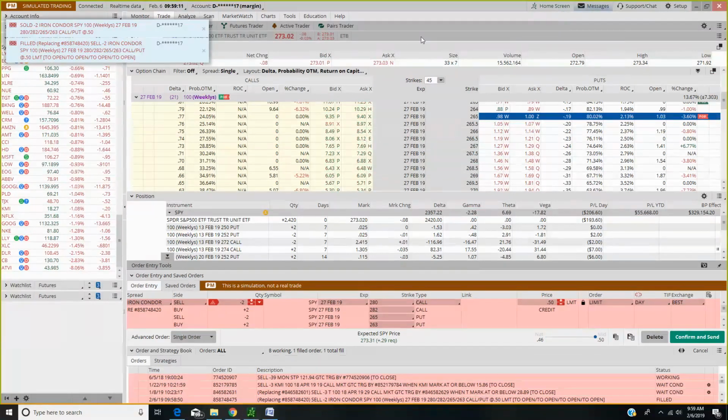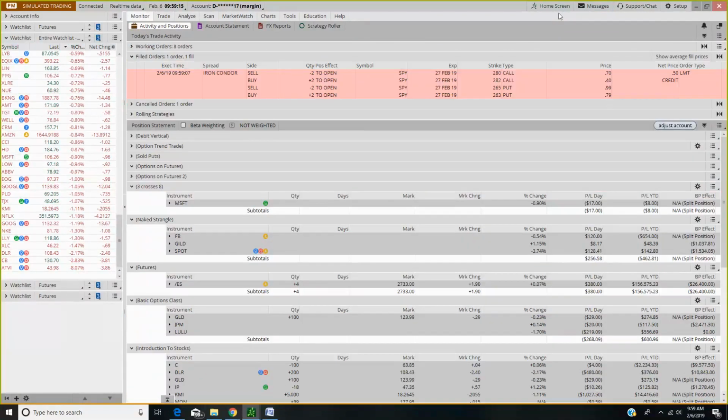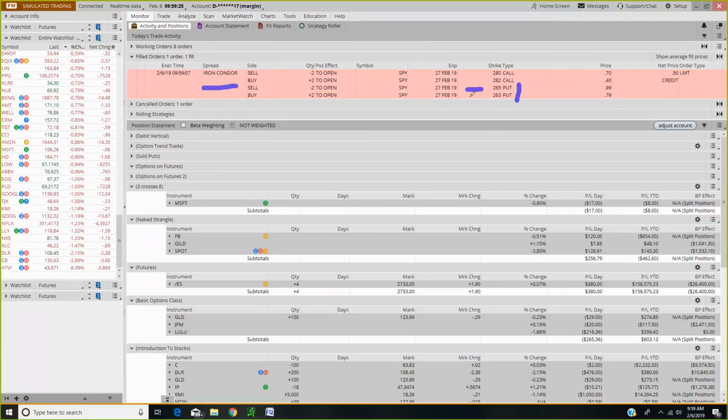Okay, so here's what we got. We just got filled right here. SPY. So this is what we got. We did an Iron Condor, and on the put side, we sold the 265, we bought the 263. On the call side, we sold the 280, and we bought the 282. We got 50 cents credit.